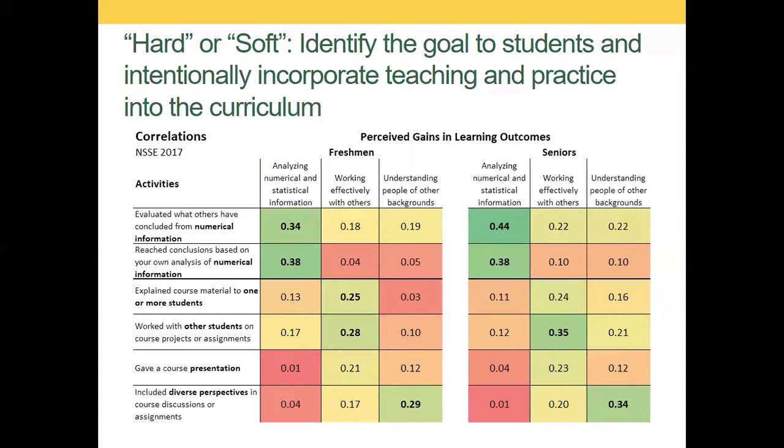These are solid correlations. Explaining things to other students doesn't help you analyze numbers. It also doesn't help you hardly at all in understanding people of other backgrounds. We cannot assume that just shoving them on a team together is going to teach students how to work well with students who come from backgrounds different from their own. It would be a beautiful thing if it worked that way.